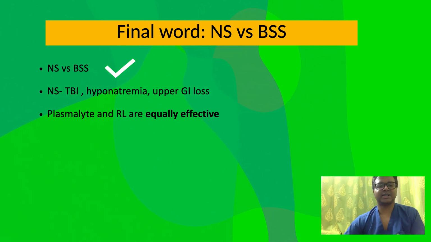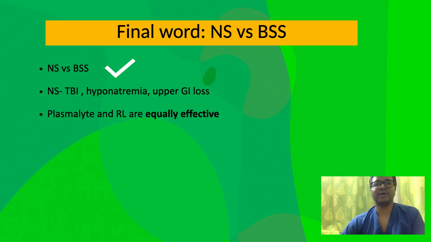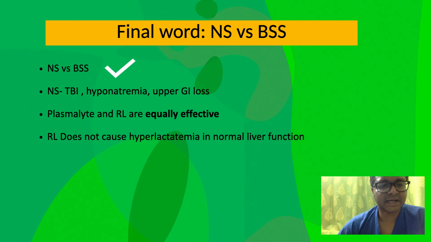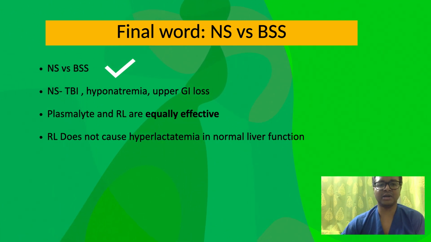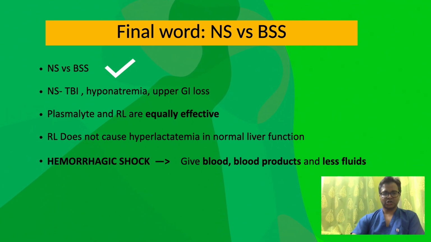And we must realize that among the balanced salt solutions, Plasma-Lyte and RL are equally effective, and at least RL is the cheaper alternative to any other costly balanced salt solution. We must also realize, and hammer into our heads, that RL does not cause hyperlactatemia in patients of normal liver function. But what about hemorrhagic shock?